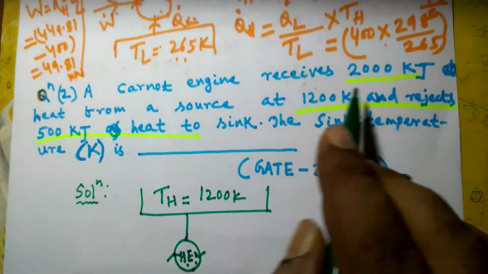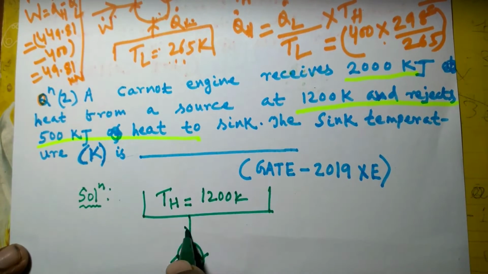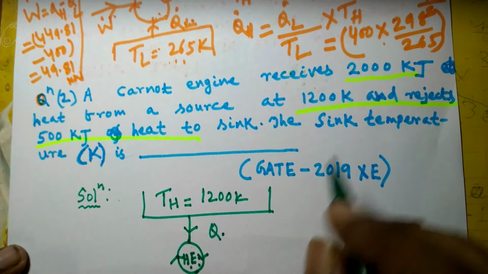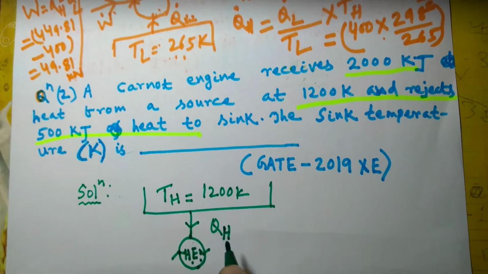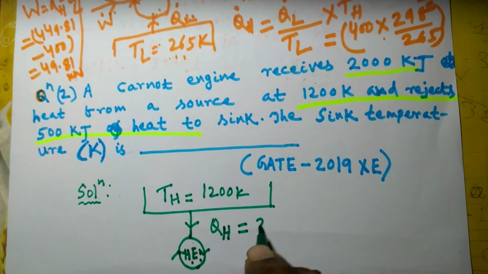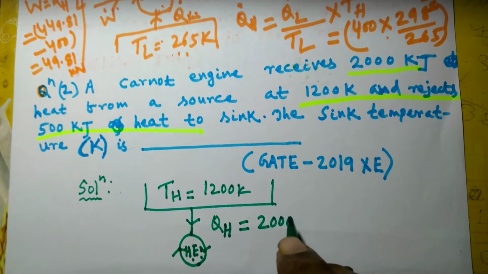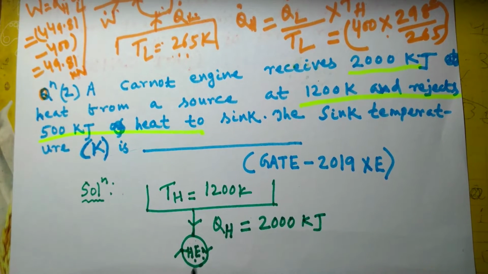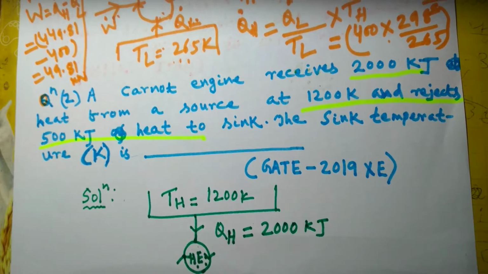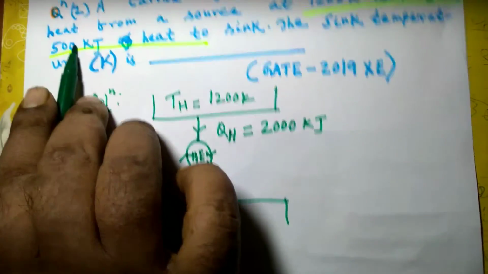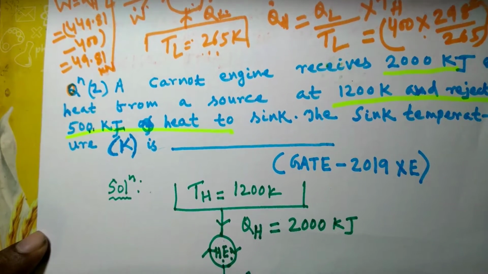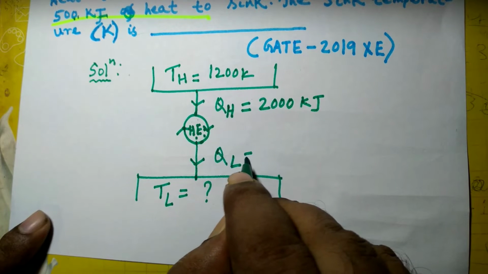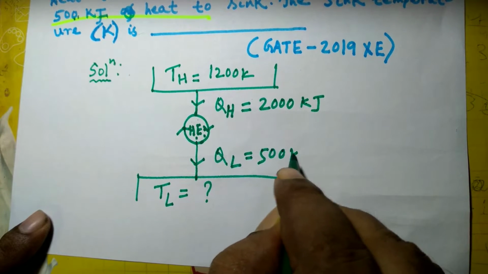It receives 2000 kilojoule heat from a source. Q dot H is actually expressed in terms of energy, not in terms of power. So that's why this is QH, not Q dot H. QH is 2000 kilojoule and it rejects 500 kilojoule heat to the sink. So this heat QL is 500 kilojoule.